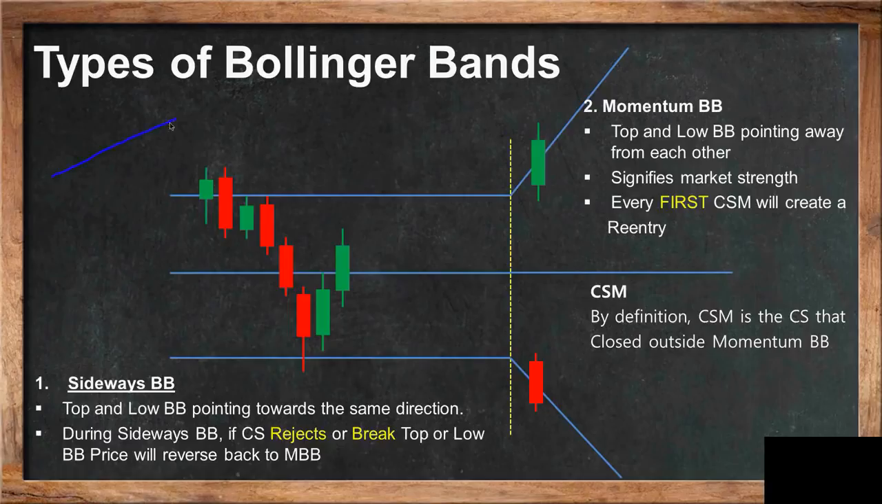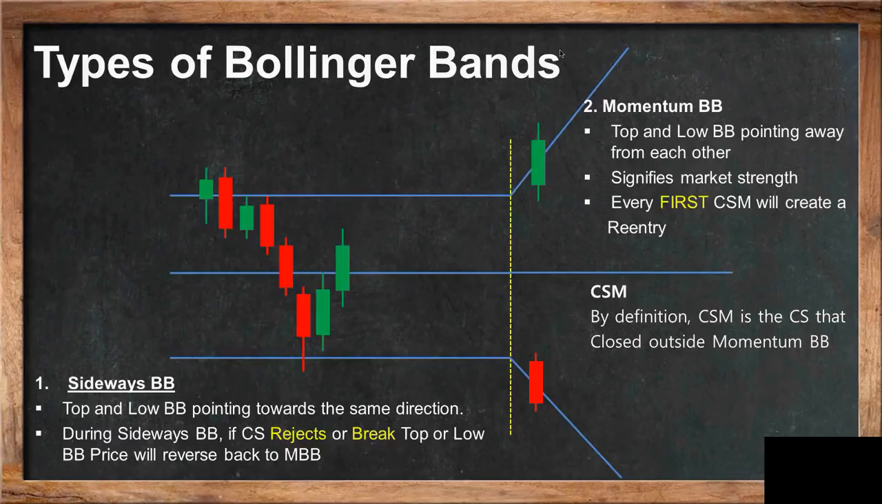So what if the market is going up like that, and the Bollinger Band is like that? This is still sideways. Even though it's going up, it's still a sideways Bollinger Band. And let's just say that it's going down like that, it's still a sideways Bollinger Band. So these are the things that you need to really understand.